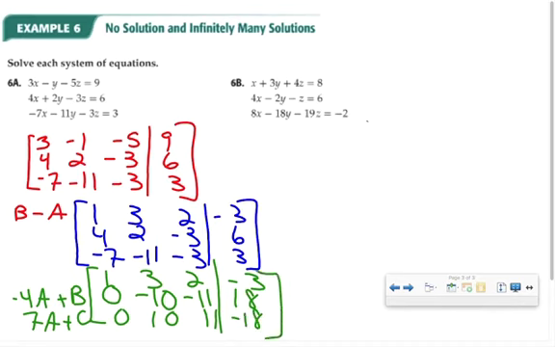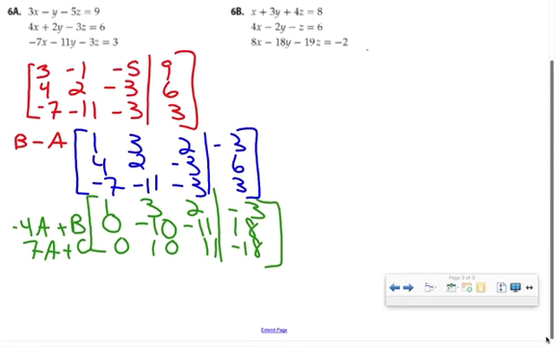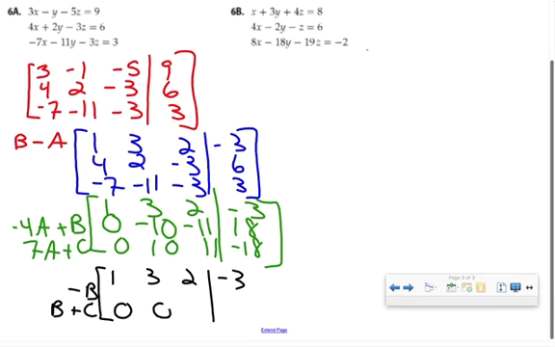And if you notice, rows B and C are exact opposites of each other, which means if I go through and add those two equations together, then I would have a row of zeros. So let me show you what I mean by that. I'm going to leave the first row alone. 1, 3, 2, negative 3. And then I'm going to change the signs of my second row. But in my third row, I'm just going to have the result of rows B plus C added together.